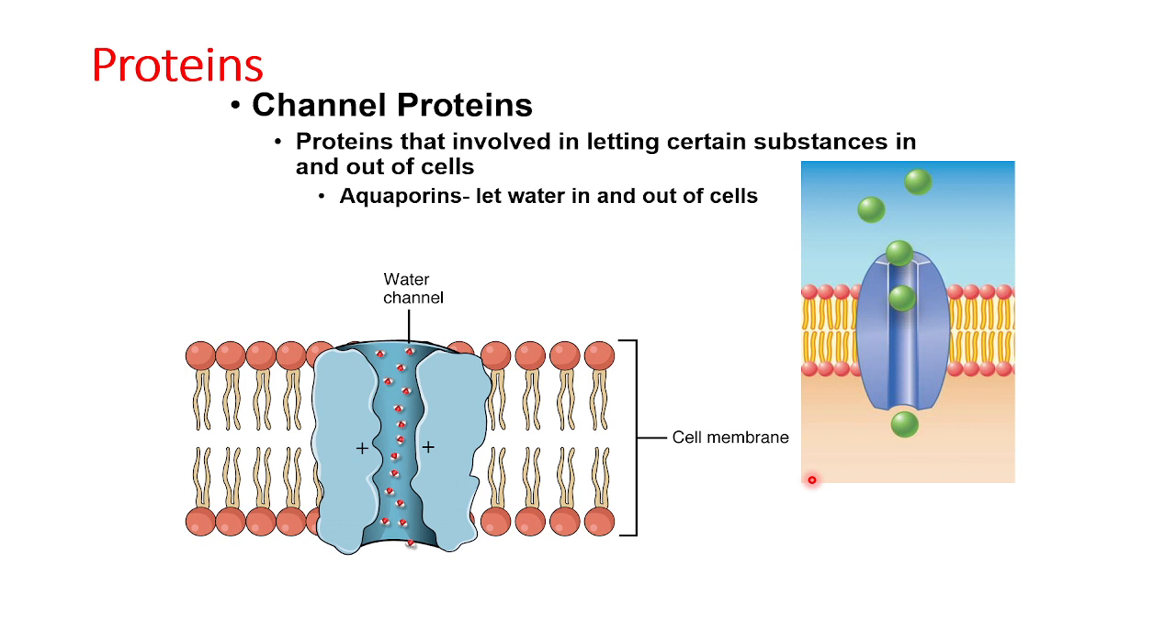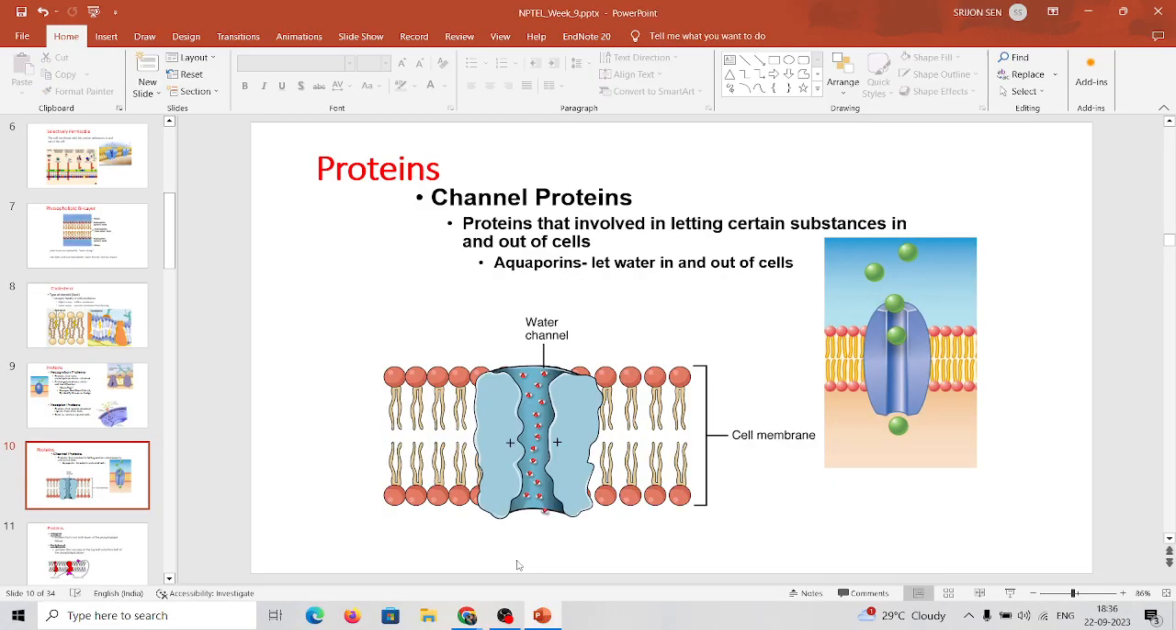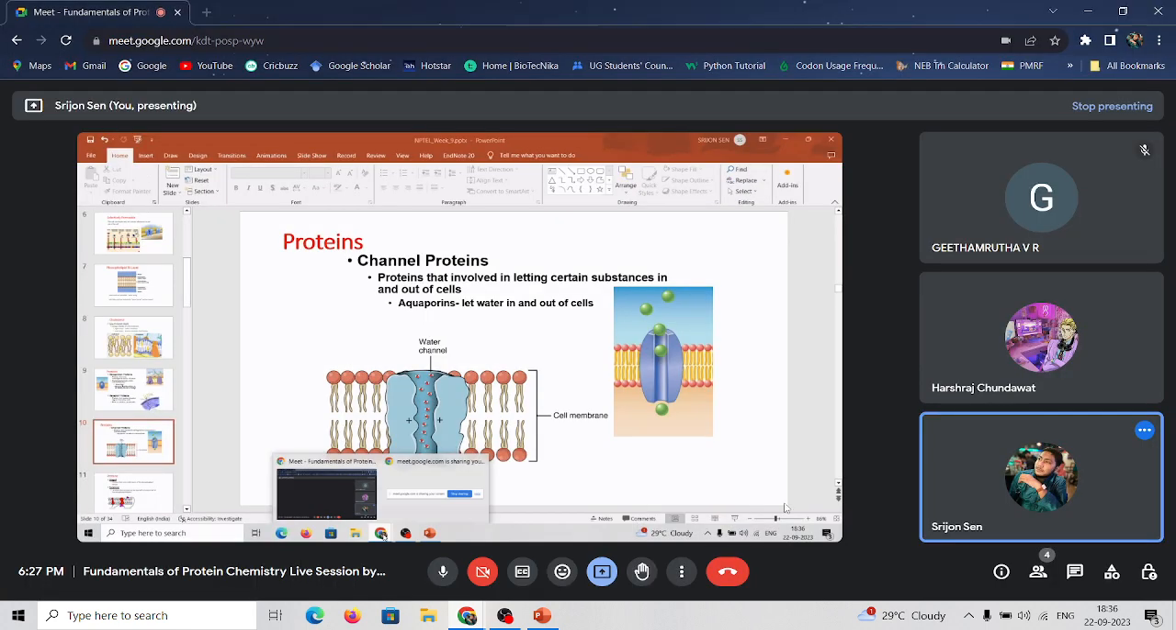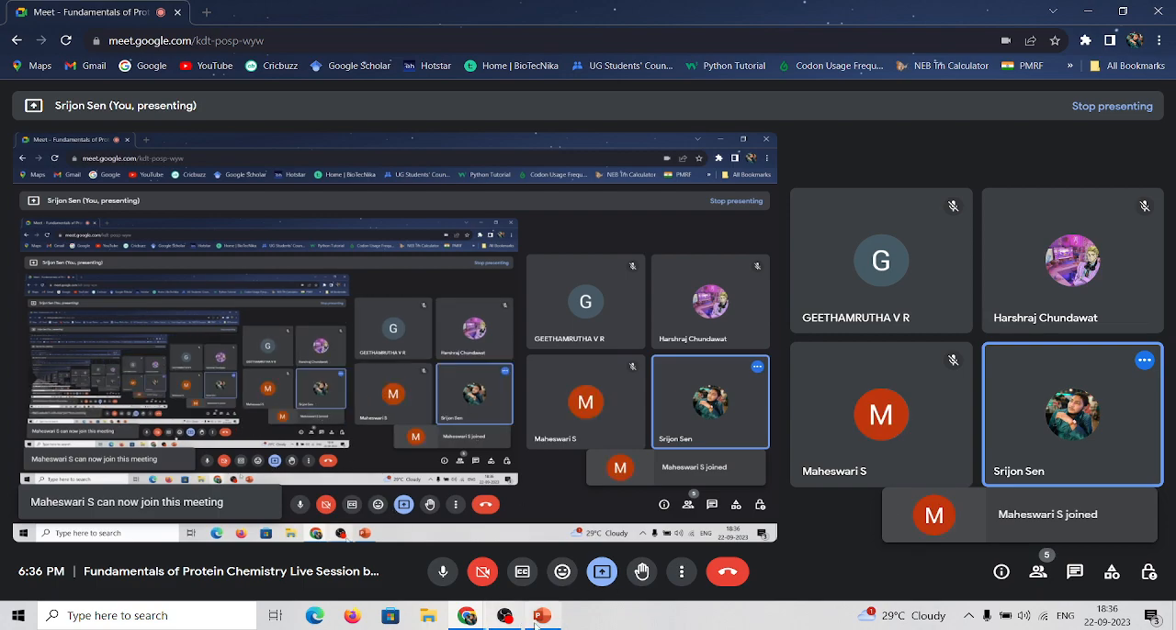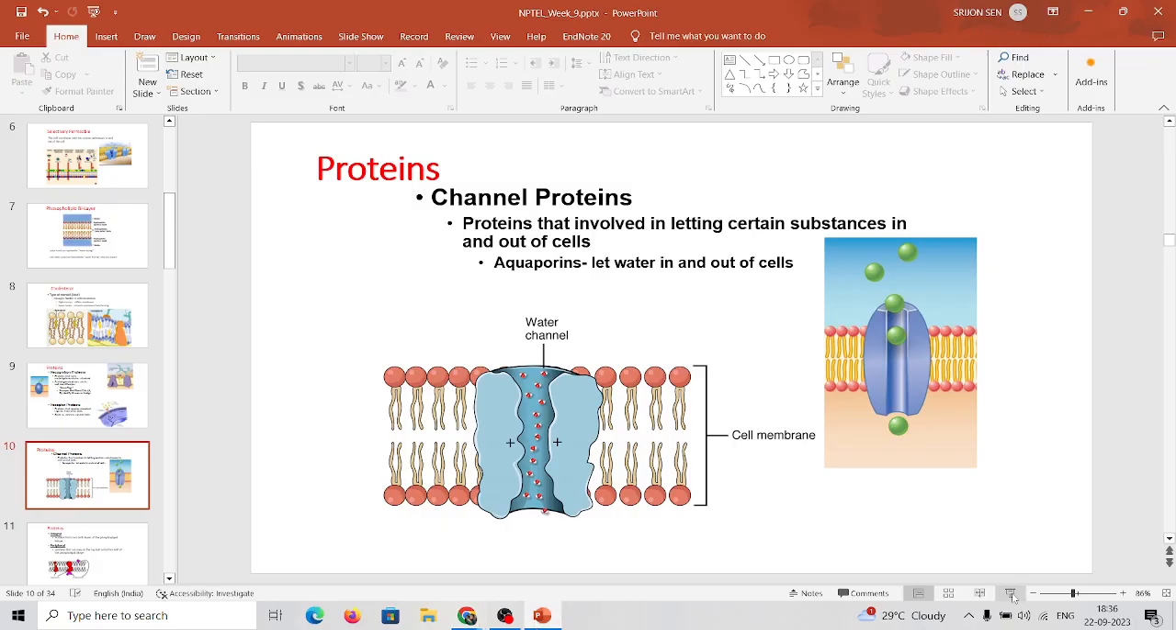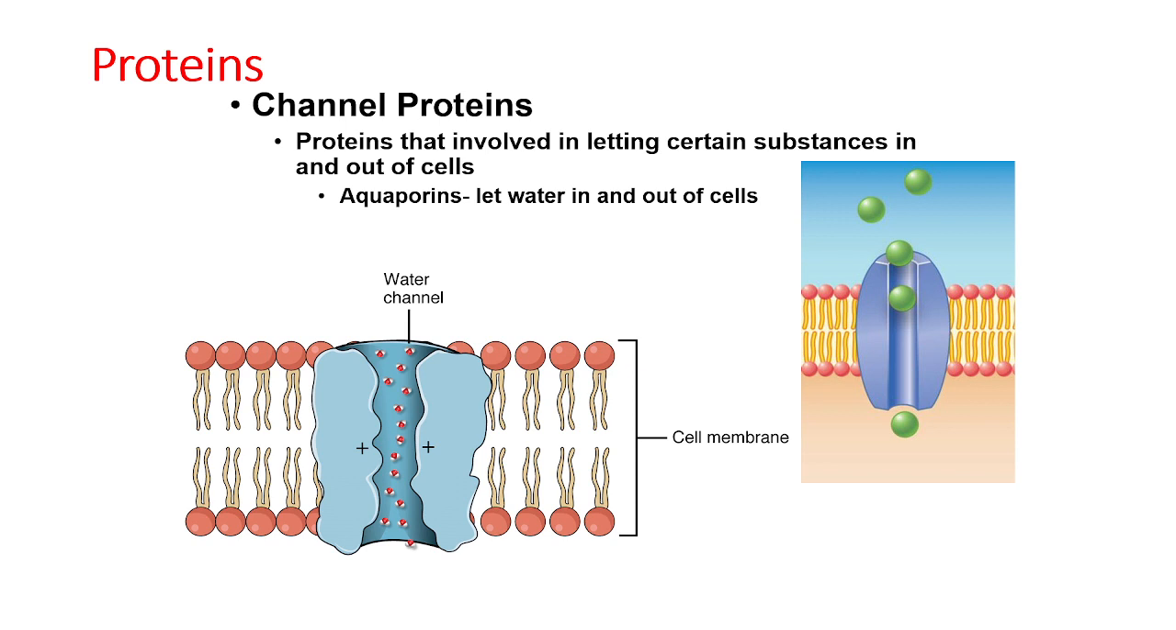Okay, then you have the channel proteins. So these channel proteins are basically involved in letting certain substances inside or outside the cell. So these proteins let in certain ions, or there are different kinds of small molecules, sometimes divalent metal ions and all. So these actually allow the entry or the rejection of different molecules or ions and all.